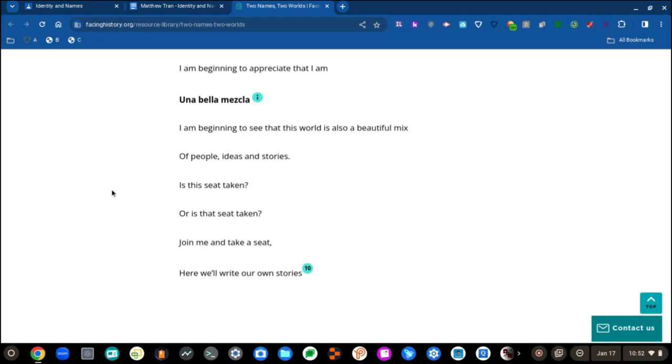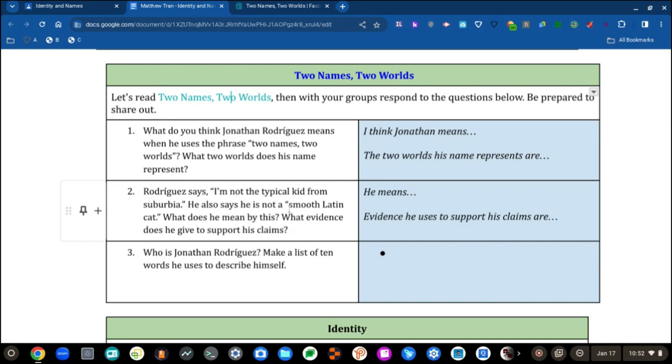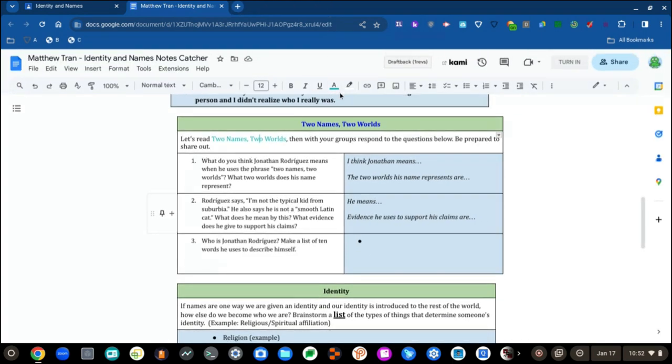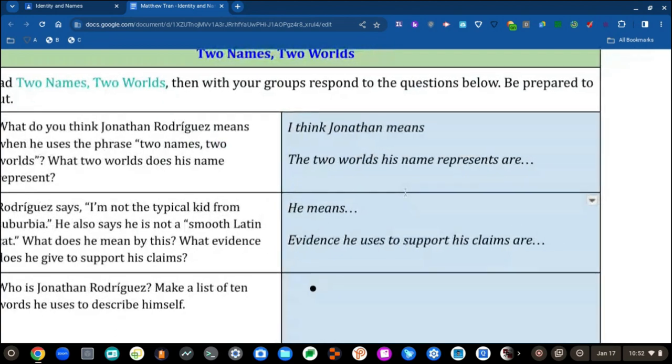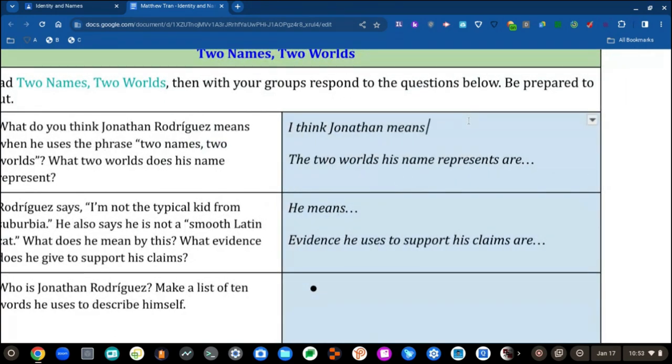I think Jonathan means there is more meaning to his name. The two worlds this name represents. I think he means his first name represents something while his last name represents another part of the church. Two worlds.